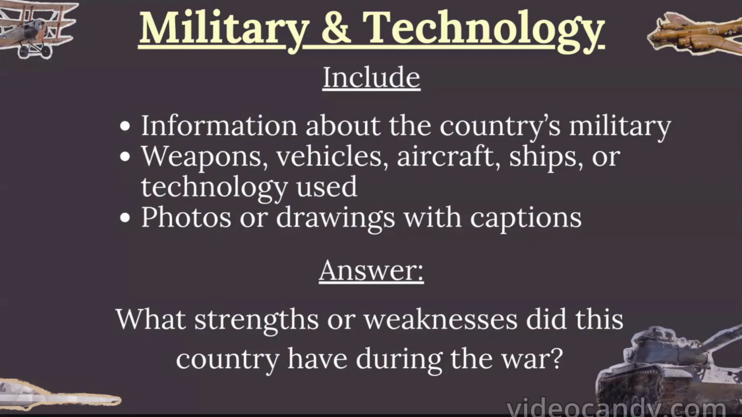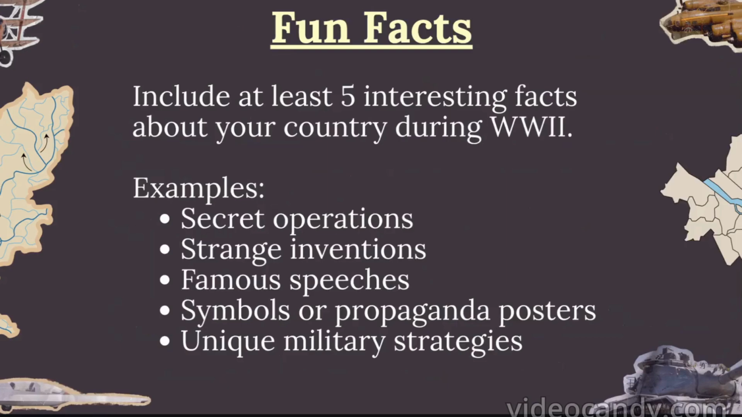Military and technology. Include information about the country's military, weapons, vehicles, aircraft, ships, or technology used, photos or drawings with captions, and try to answer this question: what strengths or weaknesses did this country have during the war? And fun facts. Include at least 5 interesting facts about your country during World War II. Some examples might include some secret operations, strange inventions, famous speeches. You can also include symbols or propaganda posters and unique military strategies. So those are some options.